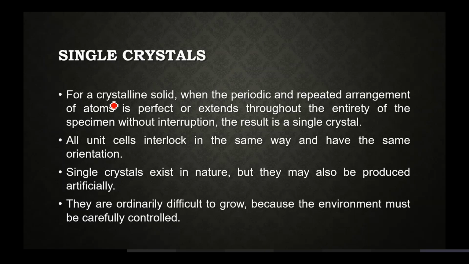It says that for a crystalline solid, there is a periodic and repeated arrangement of atoms in perfect order, which extends throughout the entirety of the specimen without interruption, and that results in a single crystal. What is interruption? I'll come to that when we discuss polycrystalline materials. All unit cells interlock in the same way and have the same orientation. This is for single crystals.